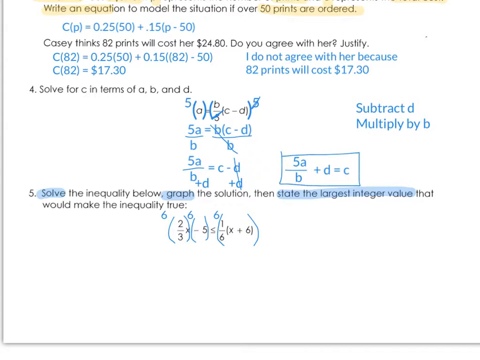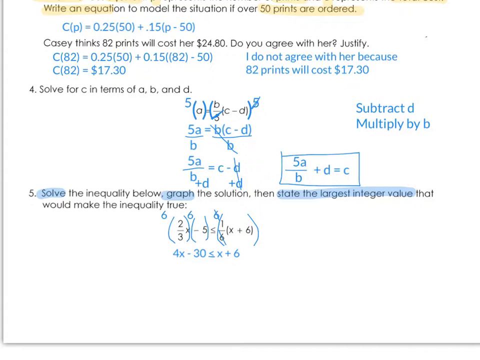So what I did was I multiplied everything by 6 because that'll cancel out both denominators, because 6 times 2 is 12, divided by 3 is 4. So 4x, and then negative 5 times 6 is negative 30. And that's less than or equal to, 6 over 6 will cancel this time. And the 1 out front, if I distribute that, it's not going to change anything. So I'm just going to put the x plus 6 on the right side.